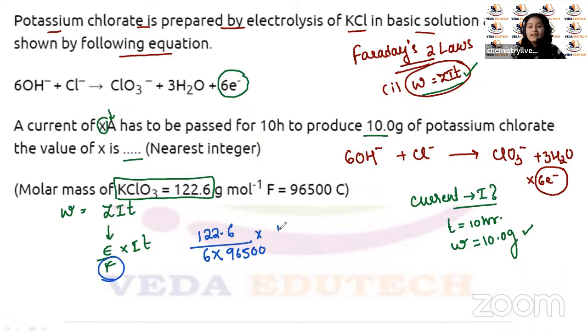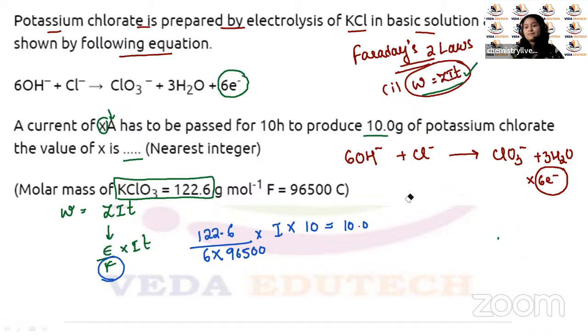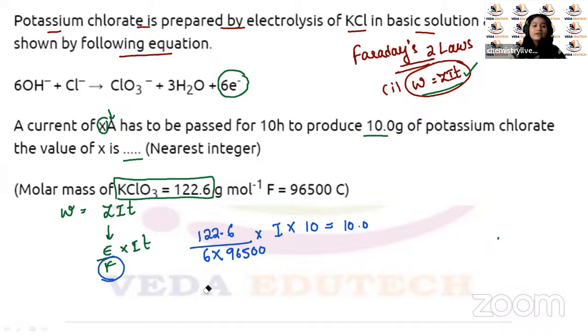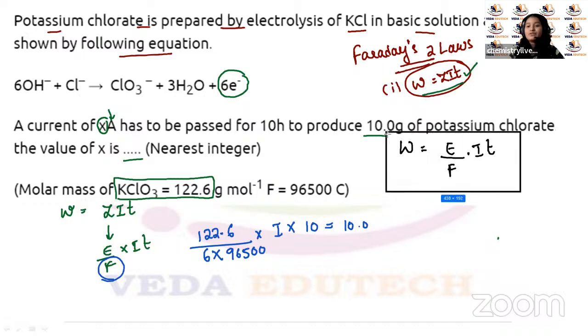Then I is what we have to find out. And T, what is T given, children? T is 10 hours, right? And all these things sum up to give you W, which is your 10.0 gram, right? So we'll erase the rest of the things. I want you all to solve this and find out the answer. I'm not going to solve it entirely here. So this is the formula that we are going to use. I hope you all understood that the motive of this question was to write that it is E by F into IT, and how to find out the equivalent mass here.